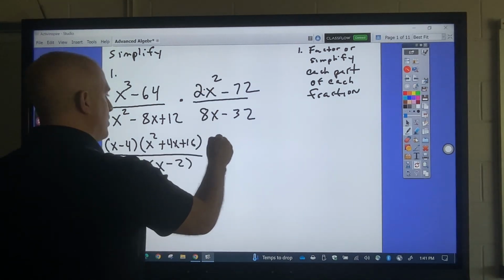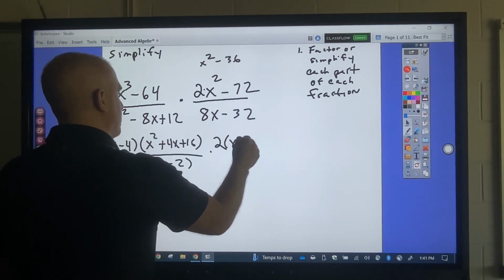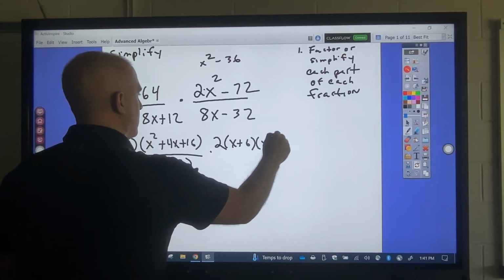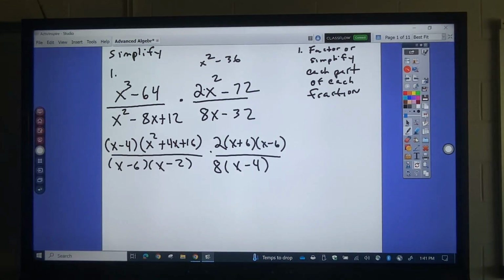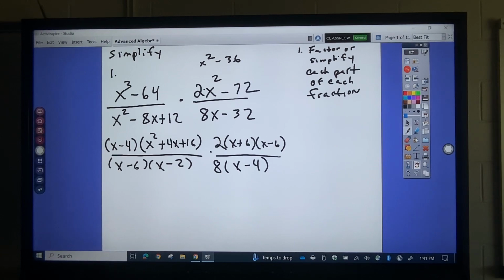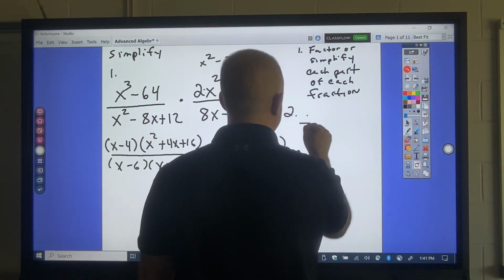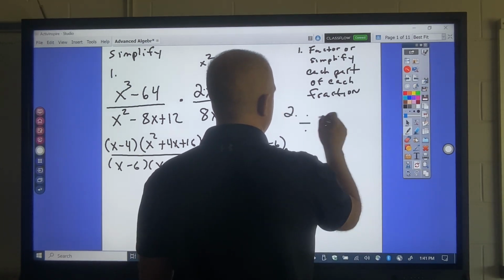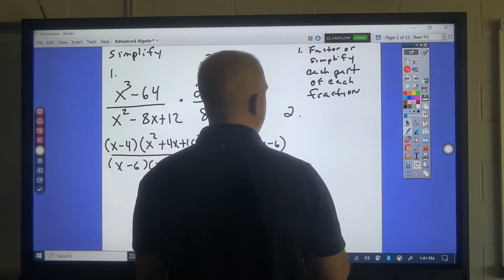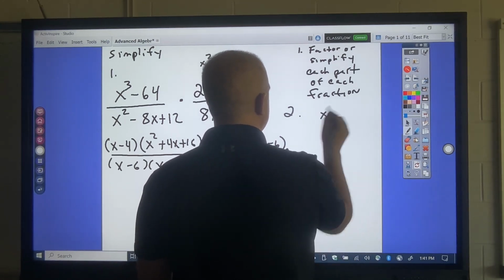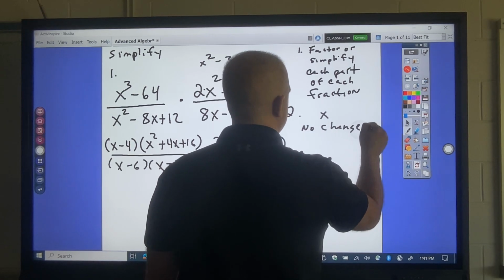Here I would take out a 2, which makes that x squared minus 36. So that's x plus 6, x minus 6. And on here, I'd take out an 8, which just makes this x minus 4. So I want to factor and simplify each part. Now, if it is multiplication, no changes are needed. We'll go over division in a second.